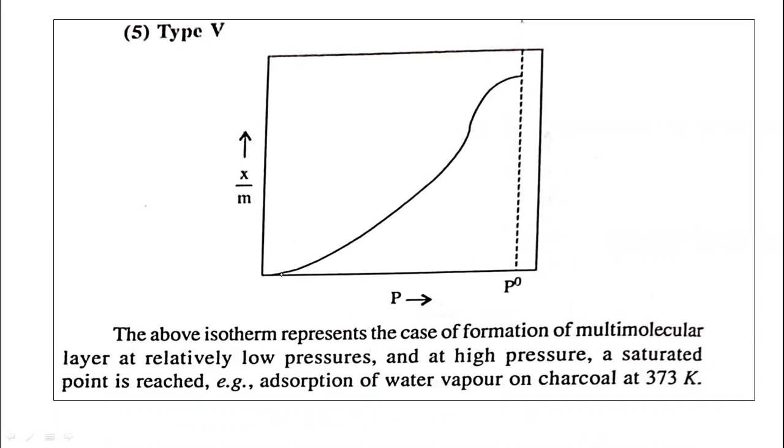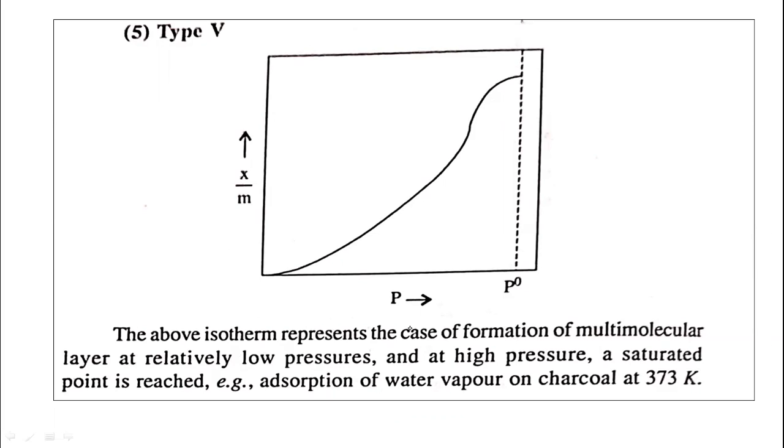Okay. So you can see here, once again it started from this point and is going to be increasing. So this isotherm represents the case of formation of multimolecular layer at relatively low pressure. Even though pressure is low here, adsorption is going to be increasing, and at high pressure, a saturated point is reached. This is the saturated point at high pressure. So the example of this type of adsorption isotherm is adsorption of water vapor on charcoal.